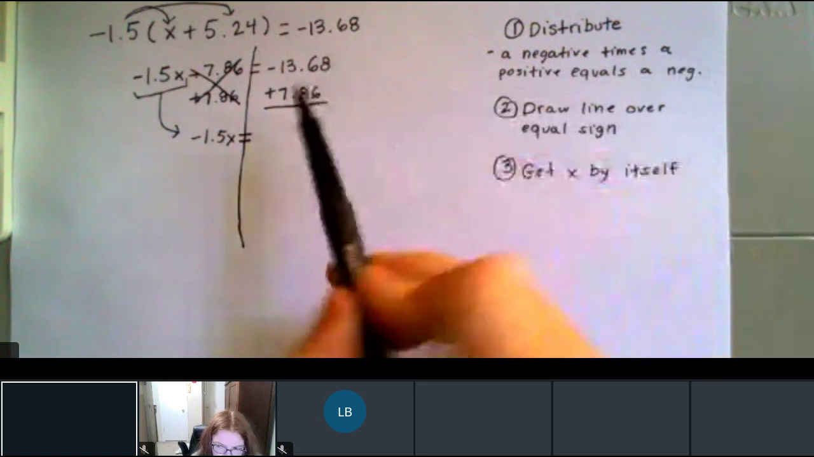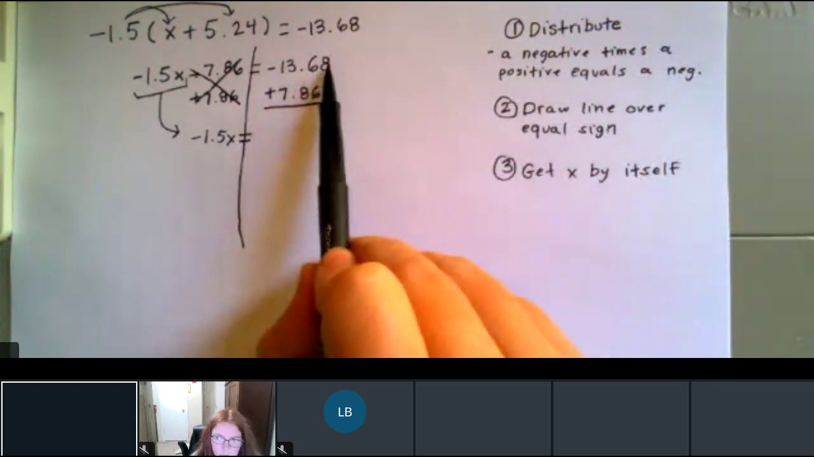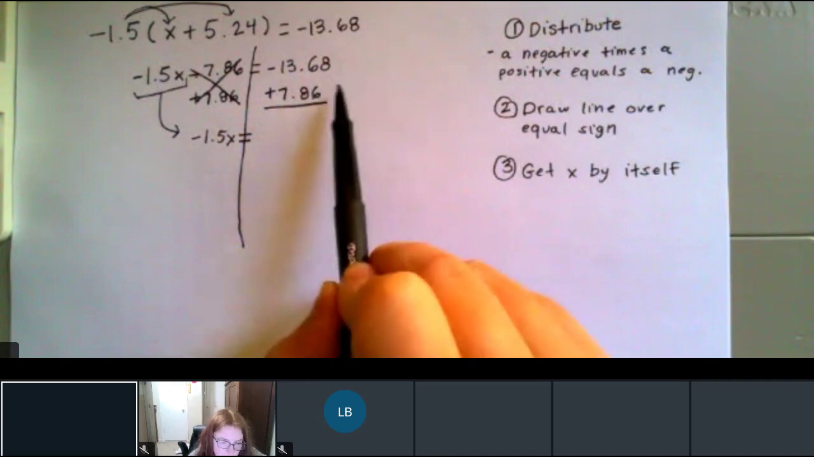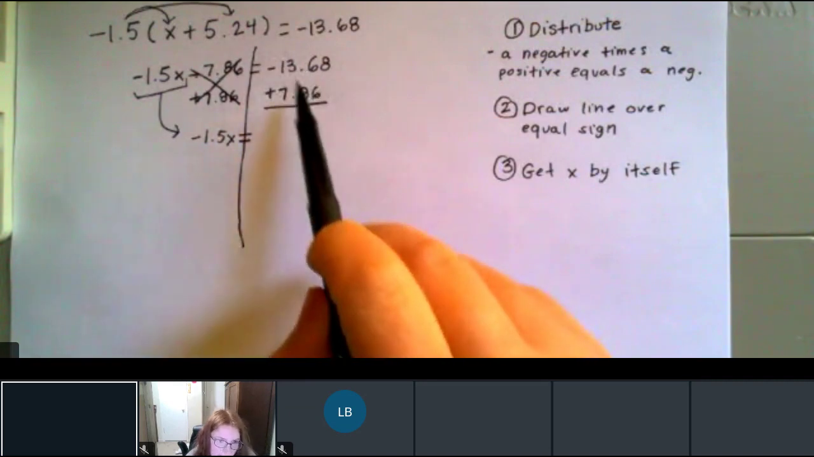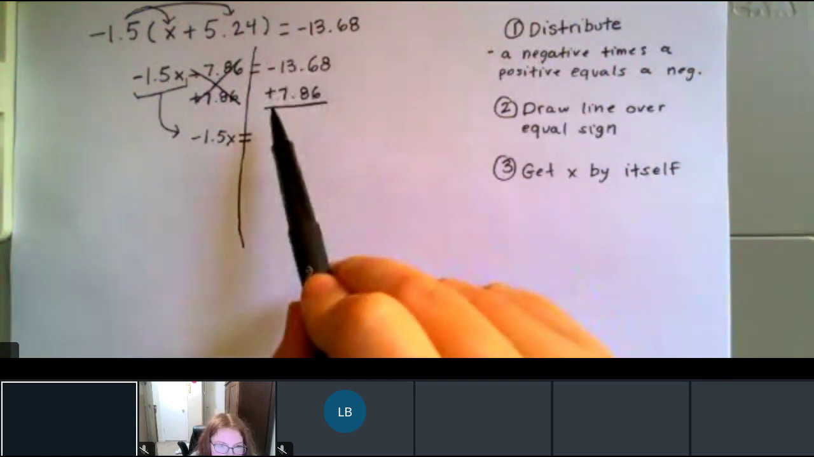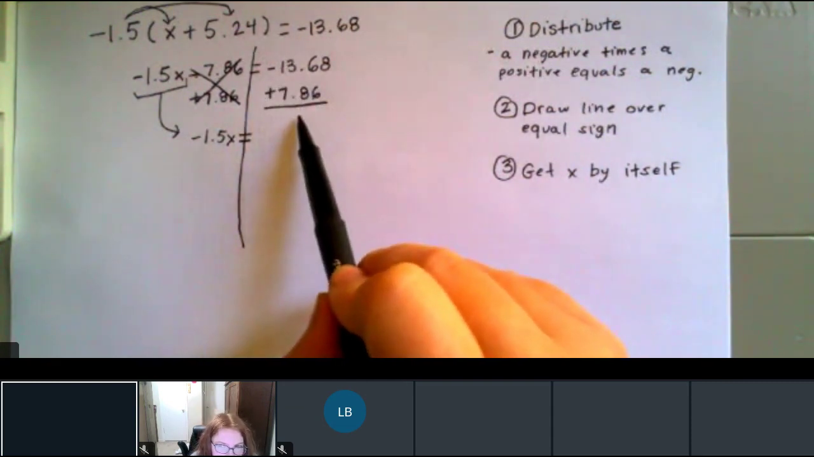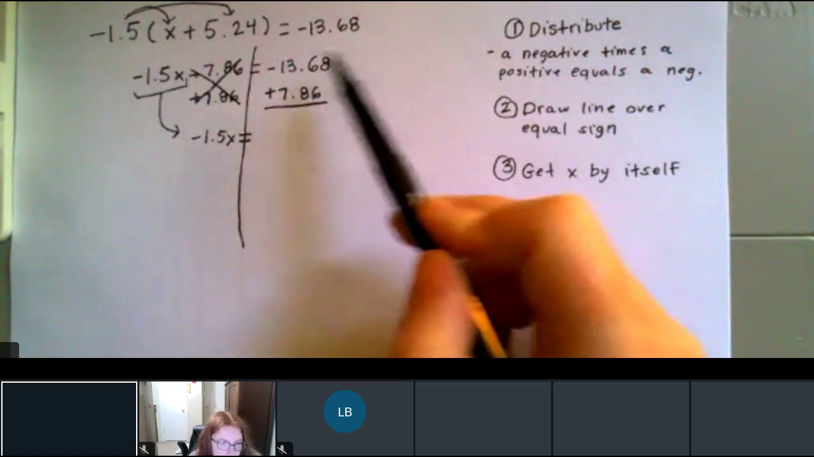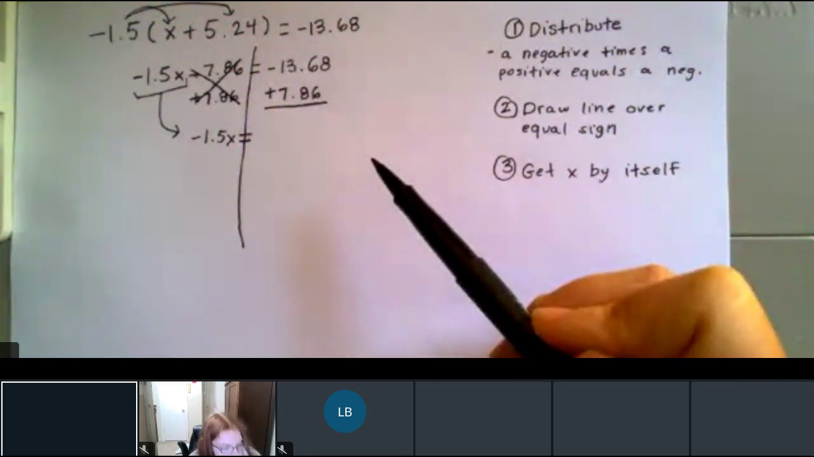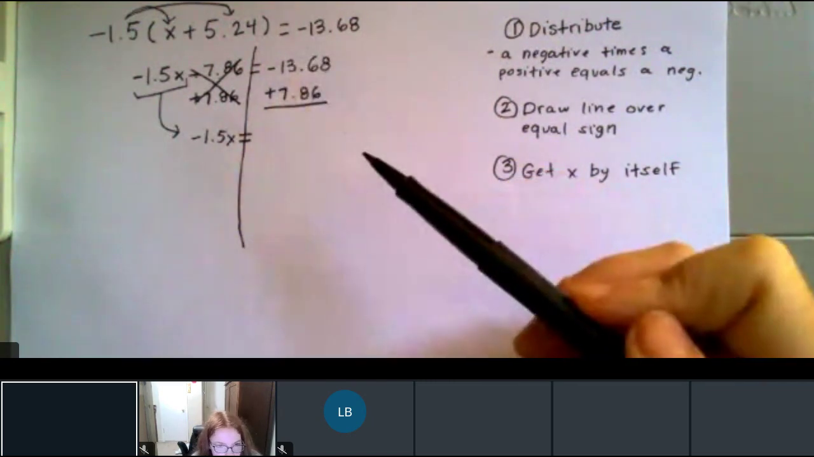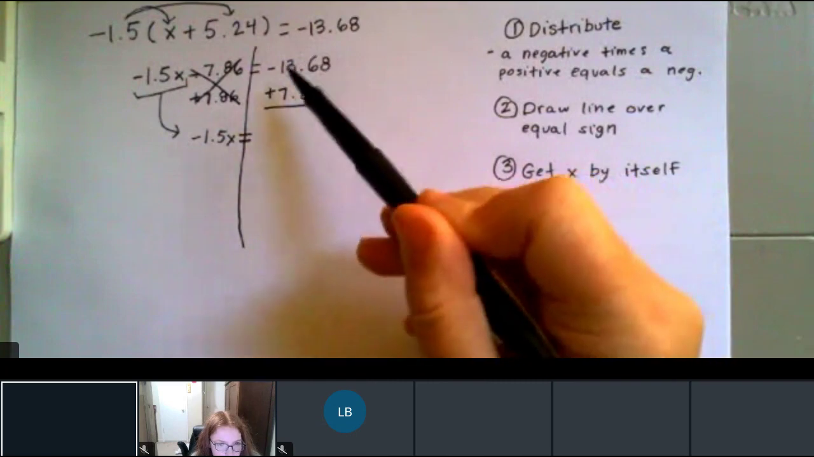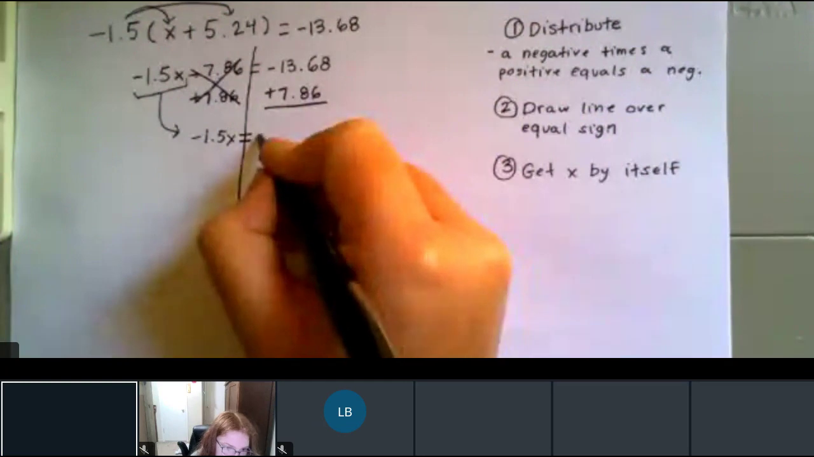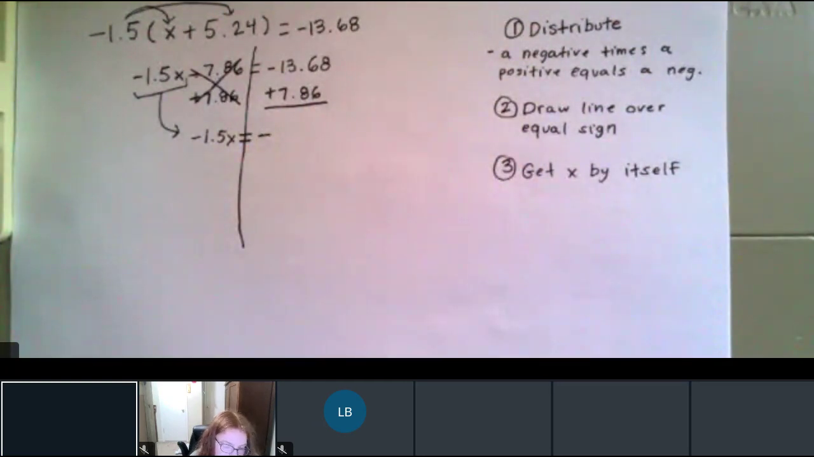All right. So now we have negative 13.68 plus positive 7.86. Remember, when you have two numbers that have different signs and it tells you to add, to get the answer, you're actually just subtracting. You're finding the difference between these two numbers because they have different signs. Then you just keep the sign of the larger number. In this case, 13.68 is larger, so we know our answer is going to be negative, so you can go ahead and write a negative sign down here.